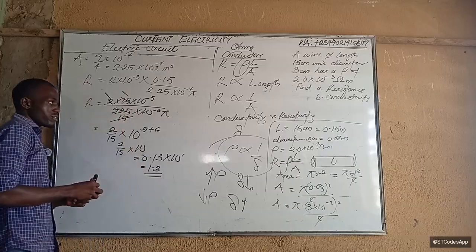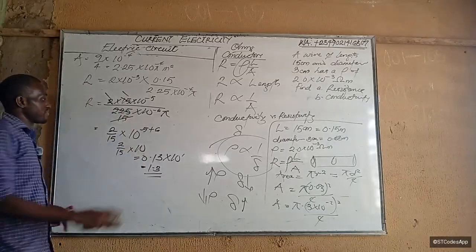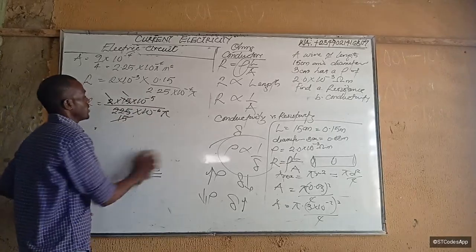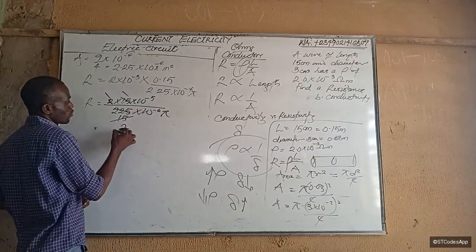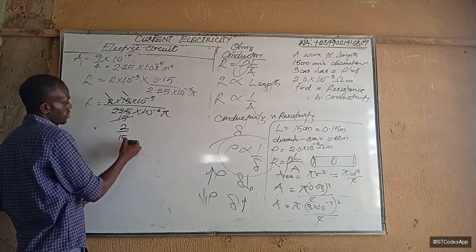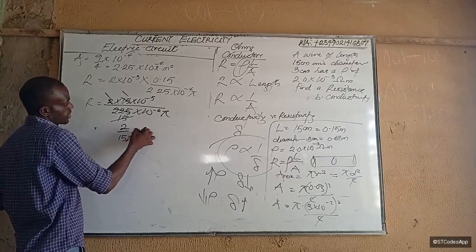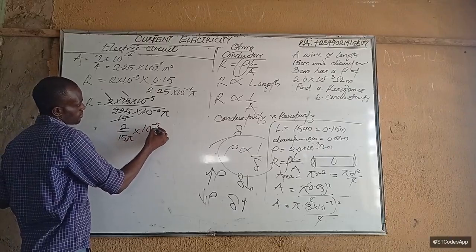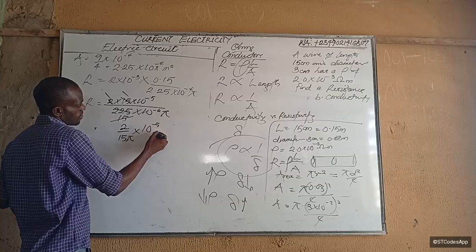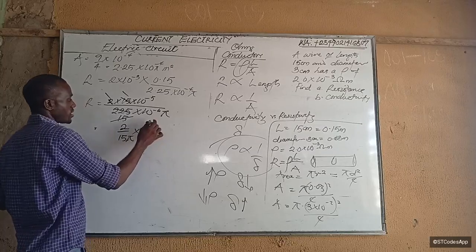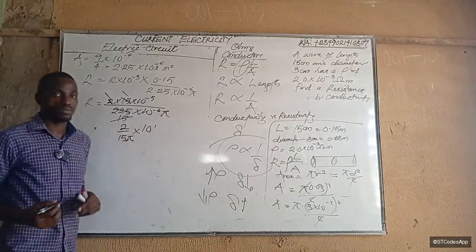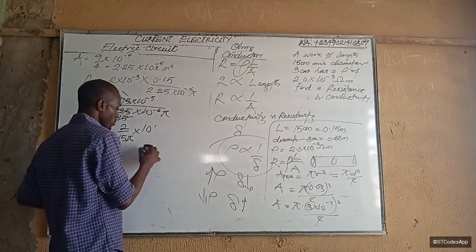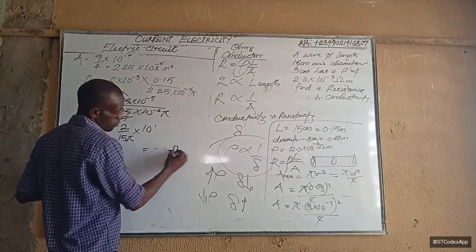Oh, our calculation is erroneous because there is pi here. So what you should do is put the answer in the comment section, please. Just do 2 over 15 pi times 10 raised to the power minus 5 times 10 to the power 1. So do 2 divided by 15 pi times 10 raised to the power 1. Put the answer in the comment section. The answer will be whatever you have, in ohms.